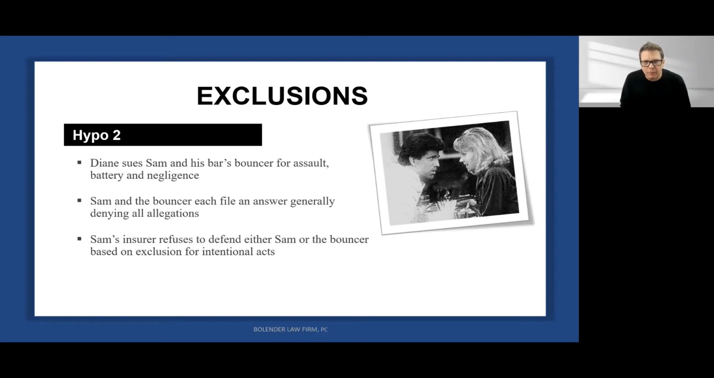In hypothetical number 3, we have a scenario that I've seen many times. Here, an incident took place at Sam's bar, and Diane sues the bouncer and Sam. Each defendant denies all allegations. Sam's insurer refuses to defend either defendant, citing an intentional act exclusion. So let's look at this exclusion.